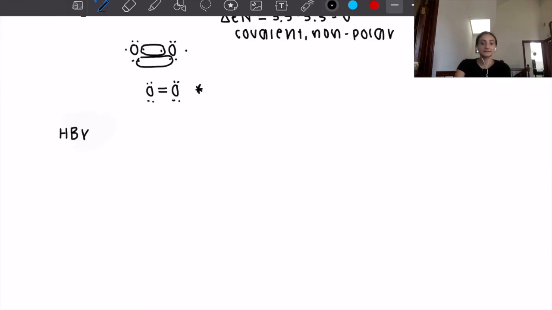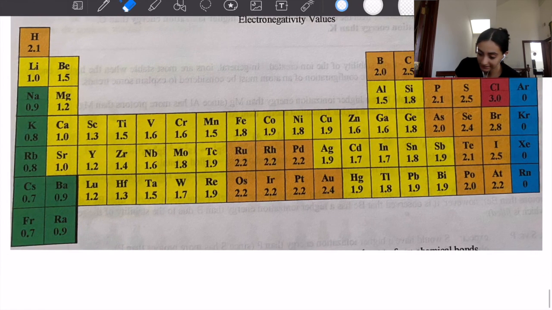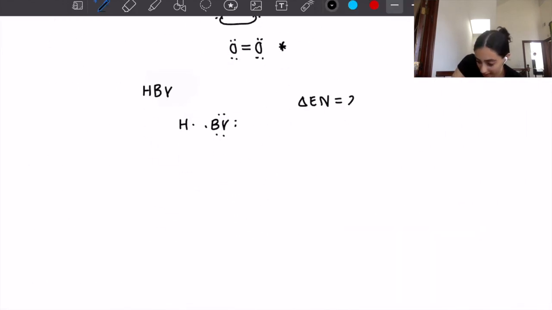Okay, so for our last example, we have hydrobromic acid. I am going to draw the Lewis structure. Hydrogen has 1 valence electron, bromine has 7. Now let's calculate the change in electronegativity. If you look on your chart, hydrogen is 2.1 and bromine is 2.8. So 2.8 minus 2.1 equals 0.7.